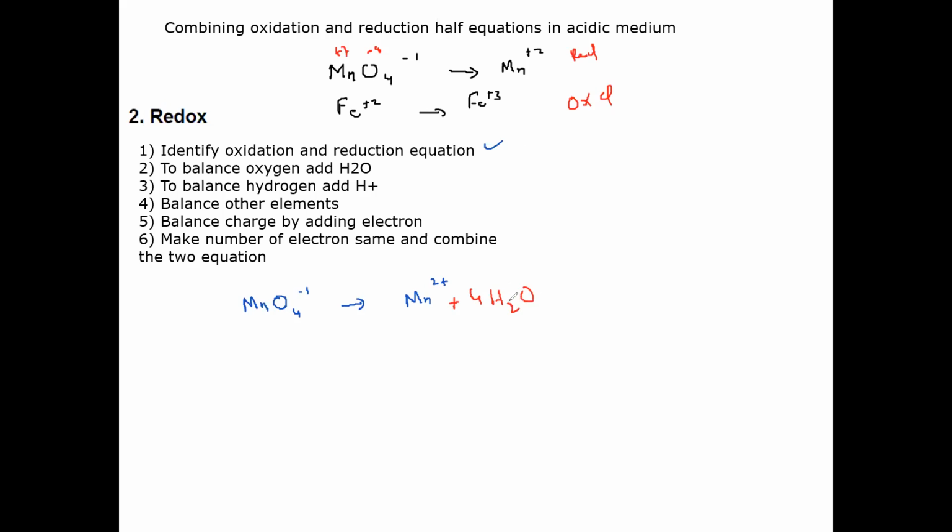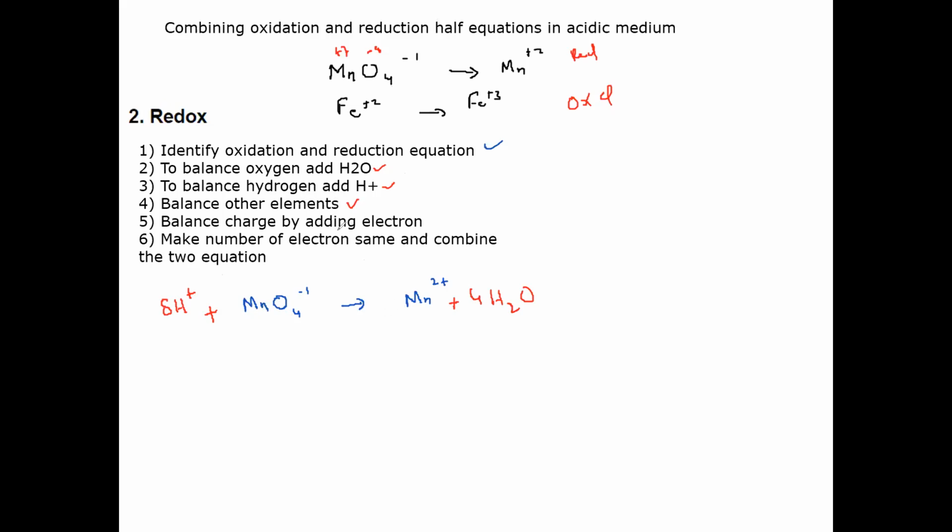So when we add 4 water molecules, what did it do? It balances oxygen. But when we add water molecules, now the hydrogen is not balanced. 4 multiplied by 2, 8 hydrogen. So to balance hydrogen, we add protons. And how many protons should we add? We should add 8 protons because 8 hydrogens are there. So we add 8 protons. Then balance other elements. The other element is Mn, that is already balanced. It is 1 here, we have 1 on the right.